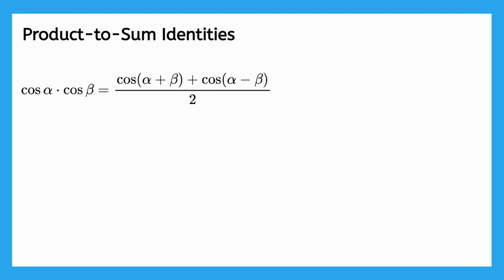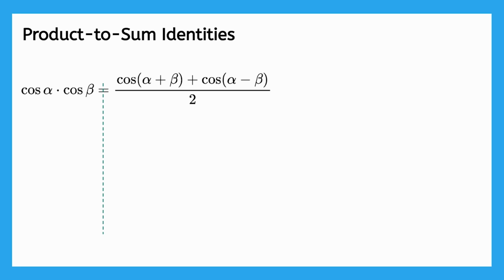Let's use some identities that we've already learned in this unit to verify one of the product to sum identities. We want to show that cosine alpha times cosine beta is equal to cosine of alpha plus beta plus cosine of alpha minus beta, divided by 2. If we start working on the right side of the equal sign, what could we do first? Which identities could be helpful?